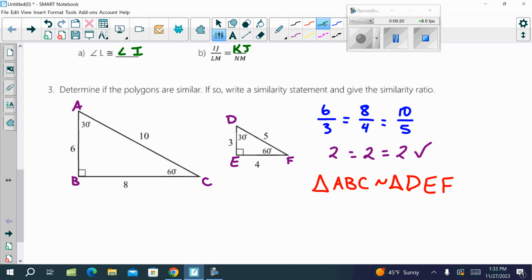So it says write a similarity statement and give the similarity ratio. Okay, so our similarity ratio we already found. Similarity ratio is going to equal 2 to 1. So this triangle is double this triangle. So it's a 2 to 1 ratio. Does that make sense? How'd you get the 1? Because all of these technically reduce to 2 over 1. So it's a 2 to 1. So the bottom one's the right and the top one's Mm-hmm.